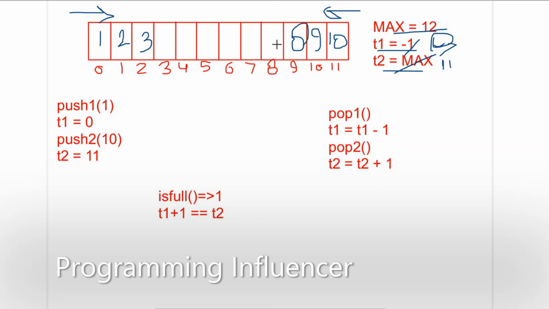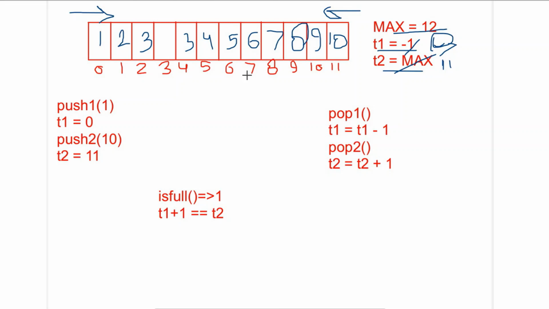Now we will push into stack 2 only: 7, 6, 5, 4, 3. When we push an element into the stack, it will check whether isFull returns true or not. If isFull returns true, it will return overflow.